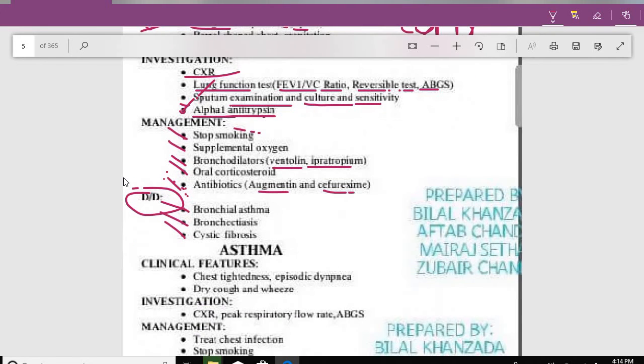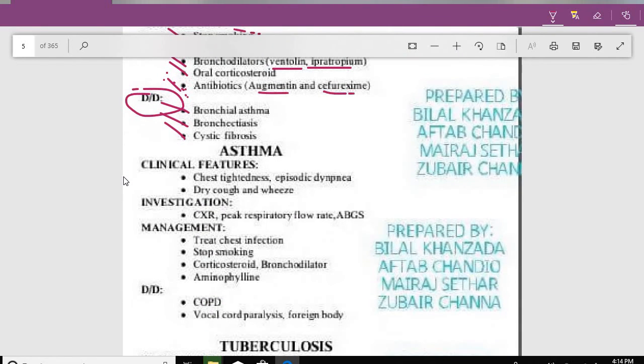And another disease of pulmonology is asthma. Asthma is hyperresponsiveness of the lung, with chest tightness, allergen mediated difficulty and shortness of breath. Clinical features are chest tightness, episodic dyspnea, dry cough and wheezing. Investigations for asthma: chest x-ray, peak respiratory flow rate and ABGs.